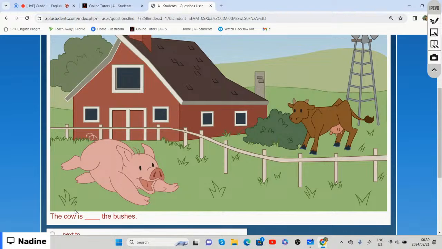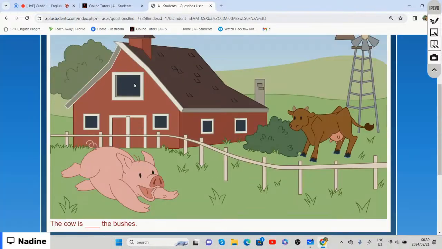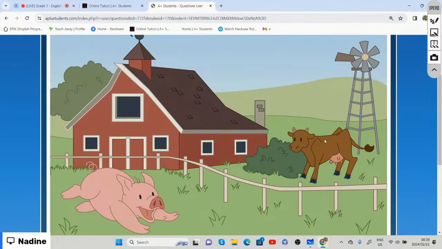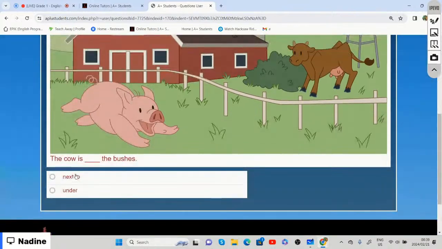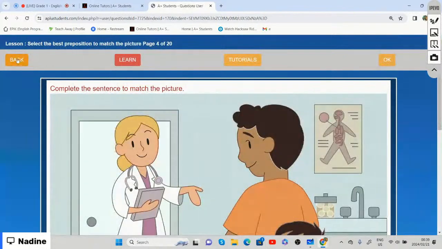All right, so if we were to say where the cow is, yeah, we have a cow. There we have our bushes, so which means that the cow is next to the bushes. So well done. Next to is correct. So well done, right?